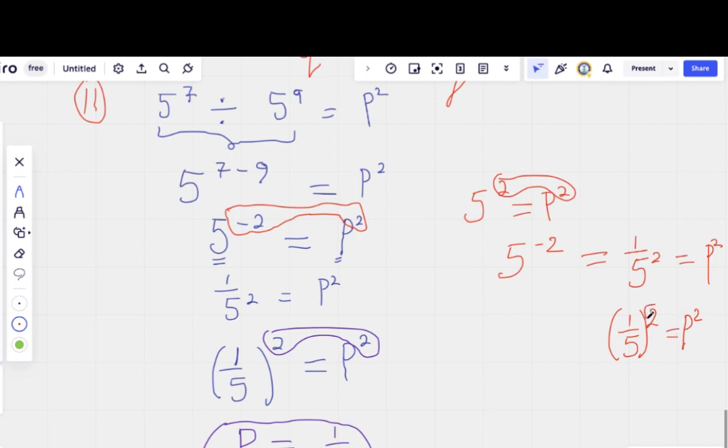Now the powers are exactly the same. There is no negative anymore. Since the power is exactly the same, you equate the base. You say P will be equal to 1 all over 5.